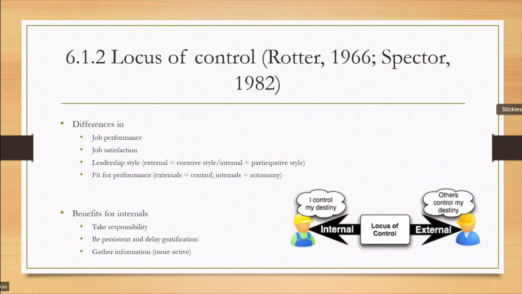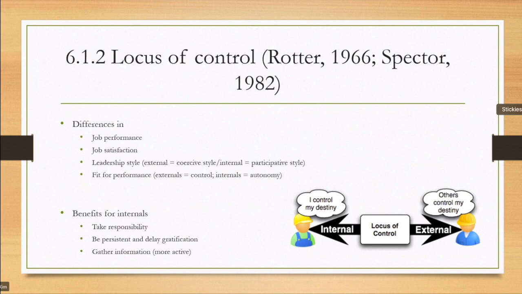Locus of control. Now, this is important: there is an external and an internal locus of control. What that basically means is, an external locus of control is that you think that other people will control your destiny, your fate. And the internal locus of control is, I will control my own destiny. So there is a difference in job performance and leadership style as well.